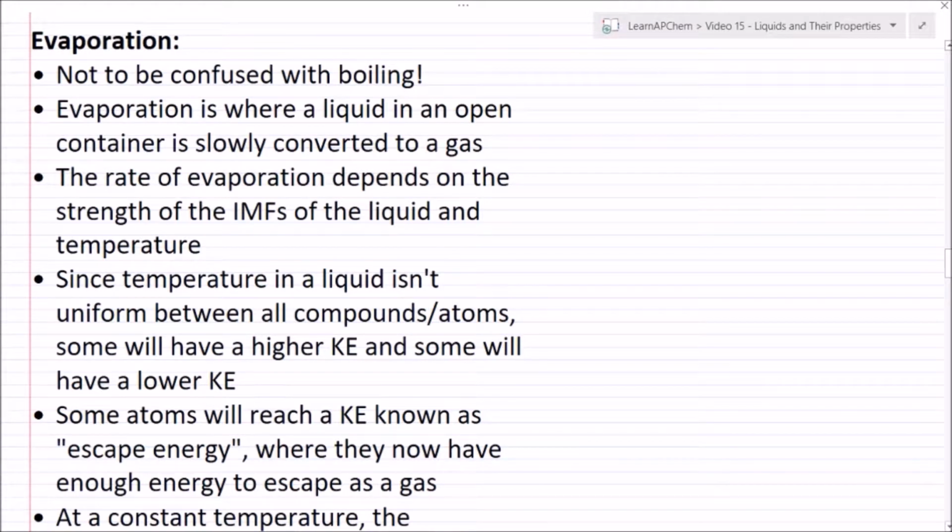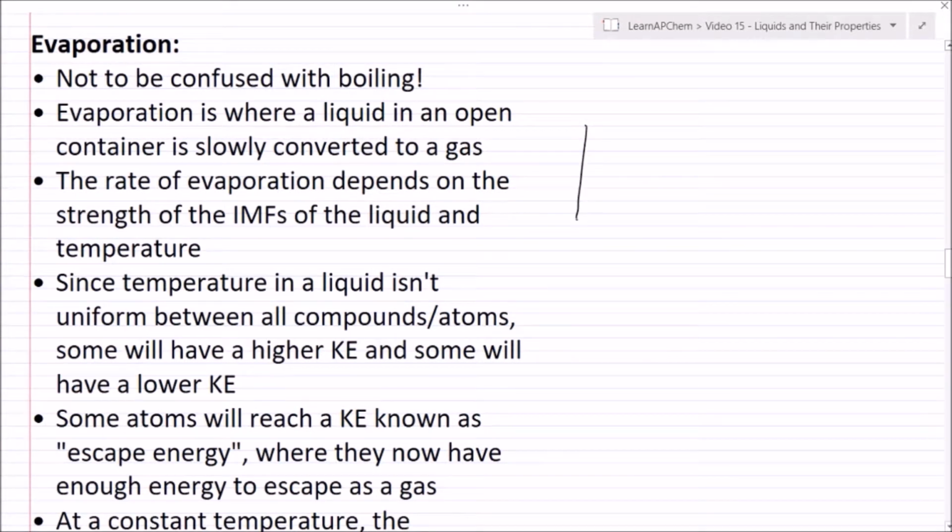Now the rate of evaporation depends on the strength of the IMFs of the liquid and the temperature. And so temperature is going to affect our IMFs, but it also affects evaporation in a different way, which I'll talk about in a second. So something with very weak IMFs is going to evaporate much faster, while something with strong IMFs is going to evaporate much slower.